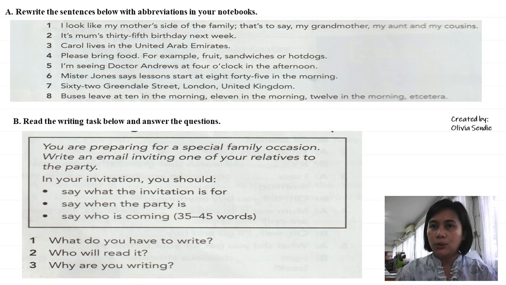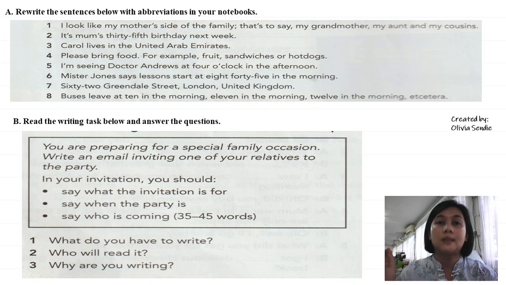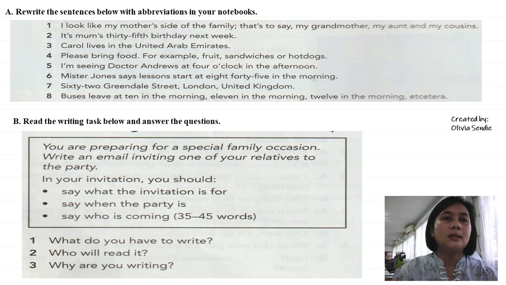Okay, let's go to the exercises. Again, I'm telling you that you are doing this with your respective English teacher. Okay. So we have practice A and B on this slide. This one, I really need you to write it down later. Rewrite the sentences. This is the instruction given in the textbook. Rewrite means you need to write the whole sentences again. Okay, so there's 8 there. Rewrite the sentences below with abbreviation in your notebooks.